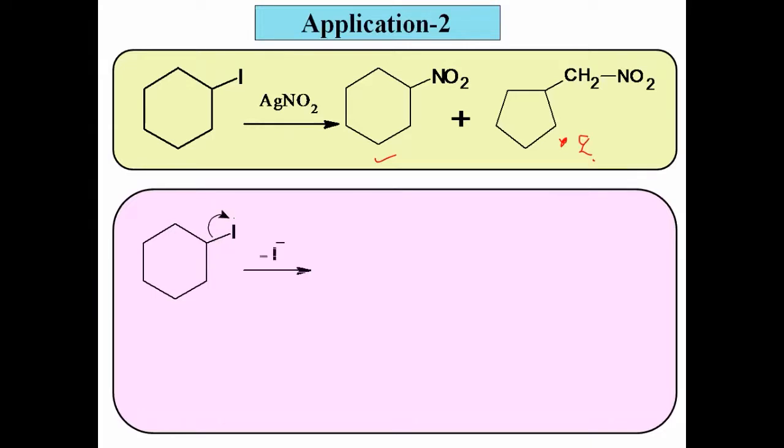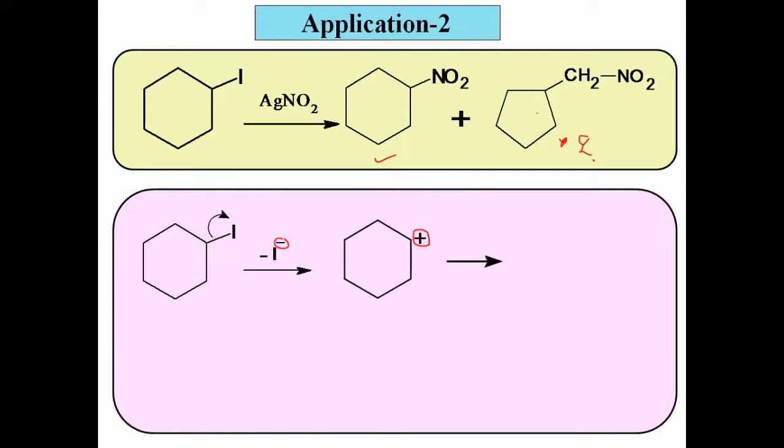The electron pair goes towards iodine, and there is a loss of I minus. Now that ring carbon acquires a positive charge, and we get the carbocation. This is the positive charge on the carbon, and there is a formation of a carbocation intermediate. Now if NO2 minus simply attacks the positively charged carbon, then there is formation of nitrocyclohexane. Directly, if it attacks here, this compound will be formed.